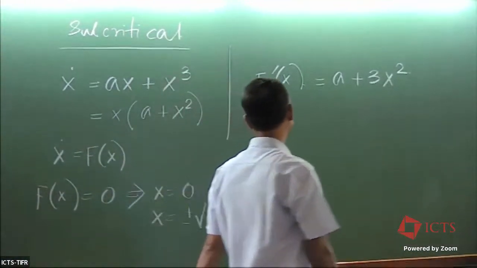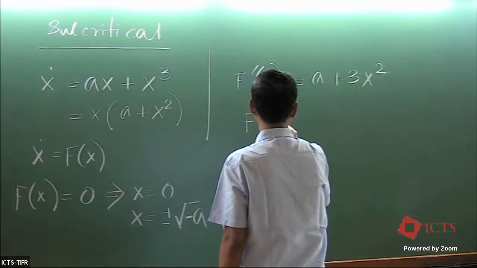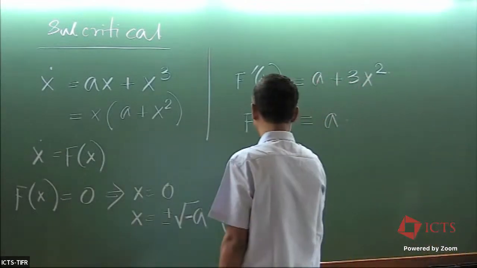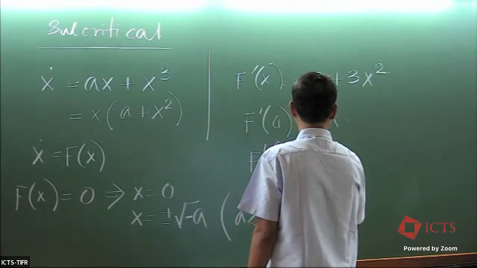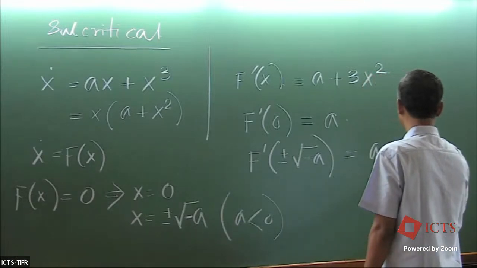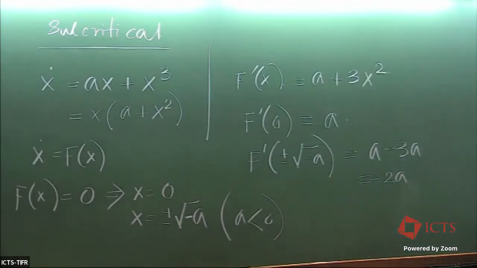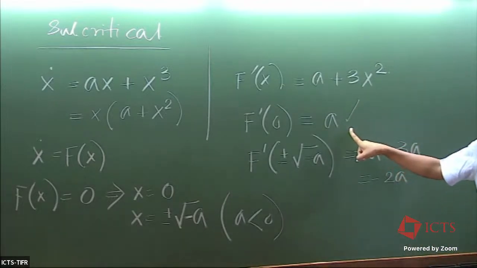So now can you calculate the bifurcation diagram? So at f prime 0, it is coming out to be a, right? And at f prime plus minus root over minus a, it is coming out to be a minus 3a. So that is minus 2a, I say, right? So this one is stable when a is less than 0, and it is unstable when a is greater than 0.